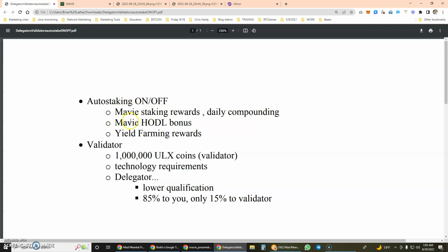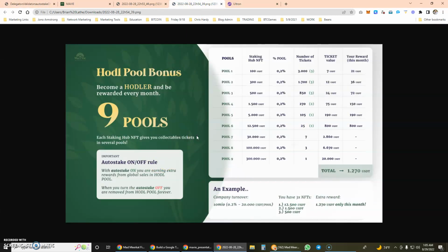Now I'm going to talk about something called the Huddle Bonus, and I don't want you to be confused because this is something completely different. This is one passive reward, and this is a second passive reward. It is a brand new feature on this slide that was just added to the compensation plan. It is based on staking hub NFTs that were purchased after August 4th, because if you purchased before that day, you got in for a penny per coin. If it was on the 4th and after, you paid the market price based on the price that the ULX coin is currently trading at.